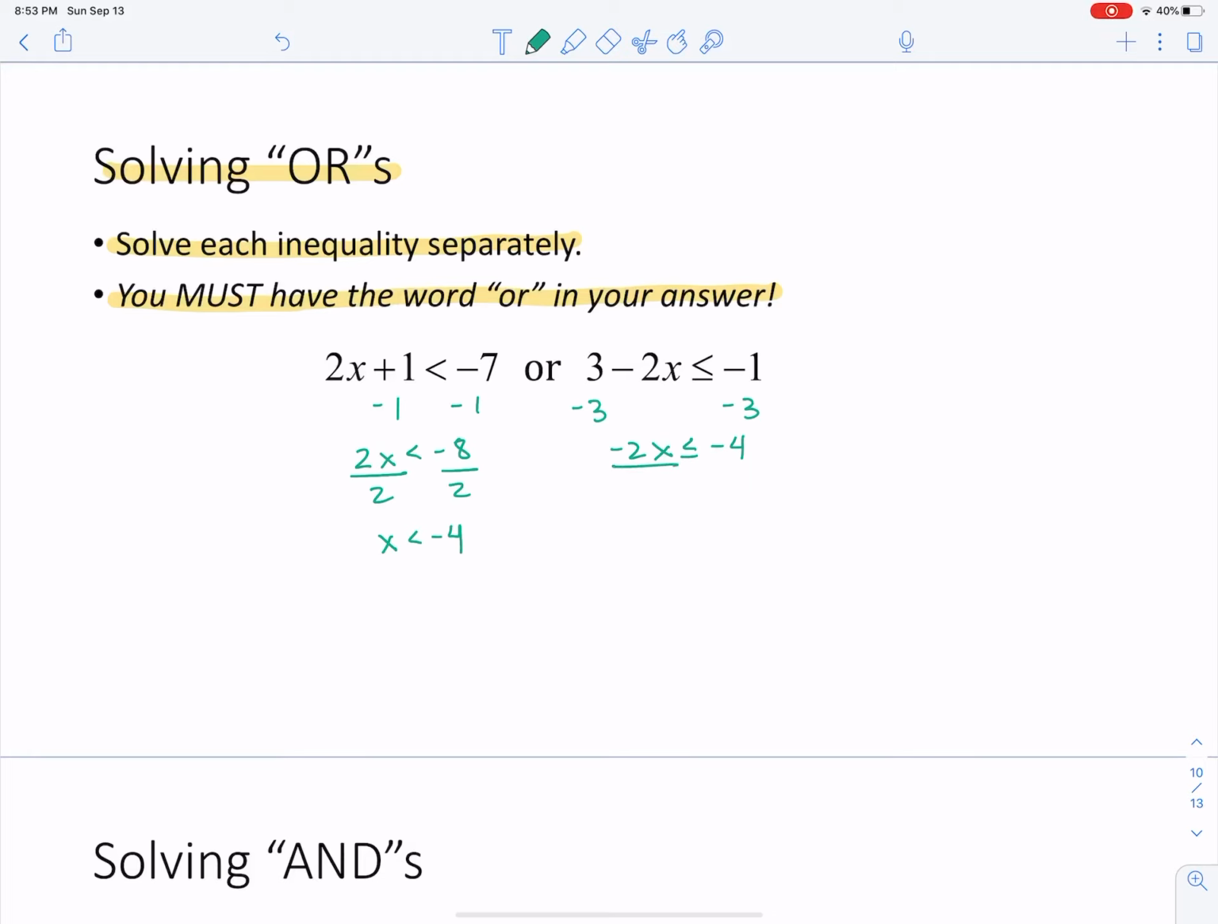Now I'm dividing by a negative 2, so I need to flip my sign. We get x is greater than or equal to positive 2. And my full answer here must include that or. So I'm going to rewrite this: x is less than negative 4 or x is greater than or equal to 2. And then I will box my final answer here.